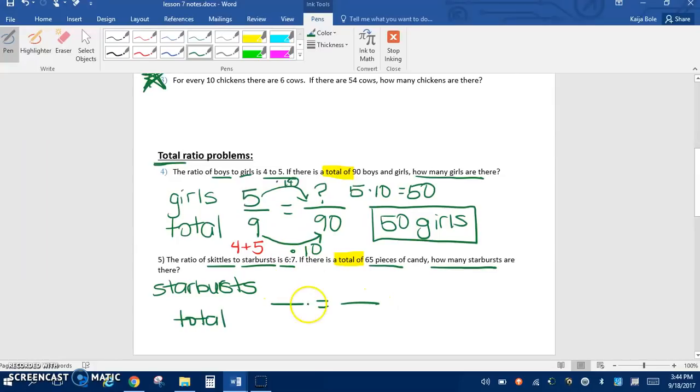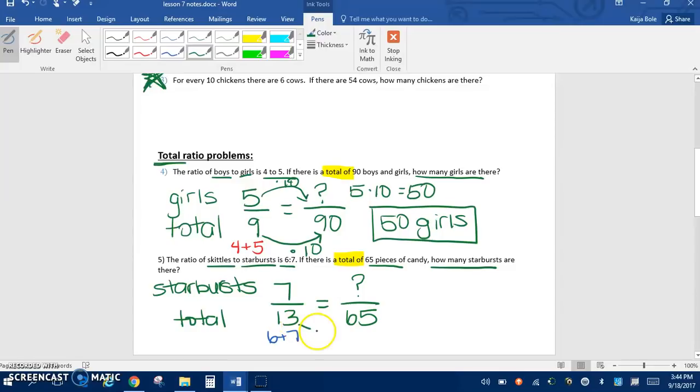Starbursts, they told us there's 7 from that original proportion. Alright, and then our total again here from the original, we have to add 6 plus 7, which is 13. Alright, and I'll put that in a separate color. This is from 6 plus 7. Alright, and then back to our new numbers. They told us there's a total of 65 pieces. So this is going to be 65 on the bottom. It's asking how many Starbursts are there, so this is a question mark.